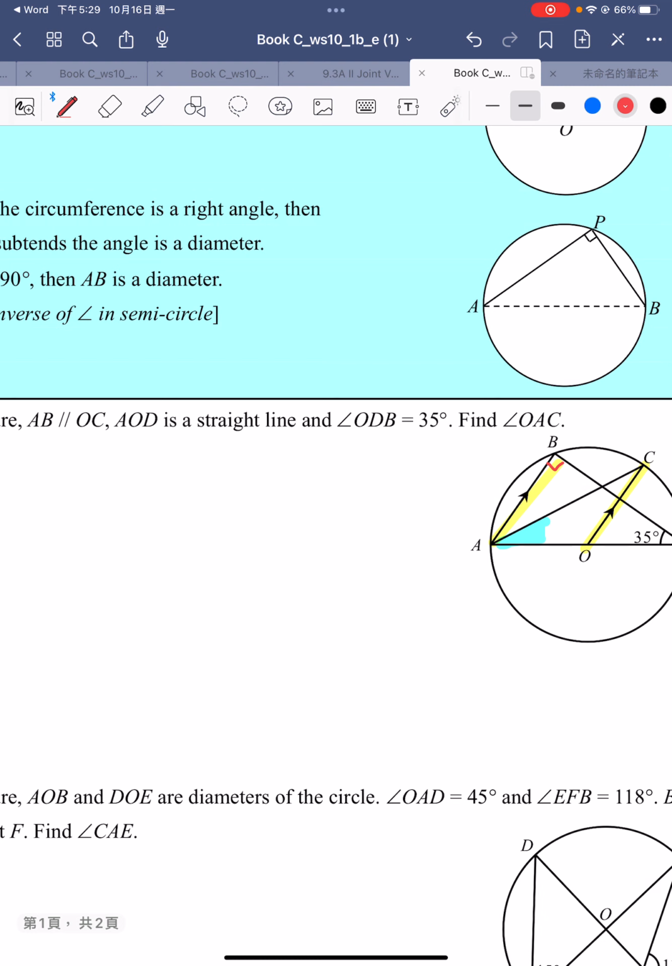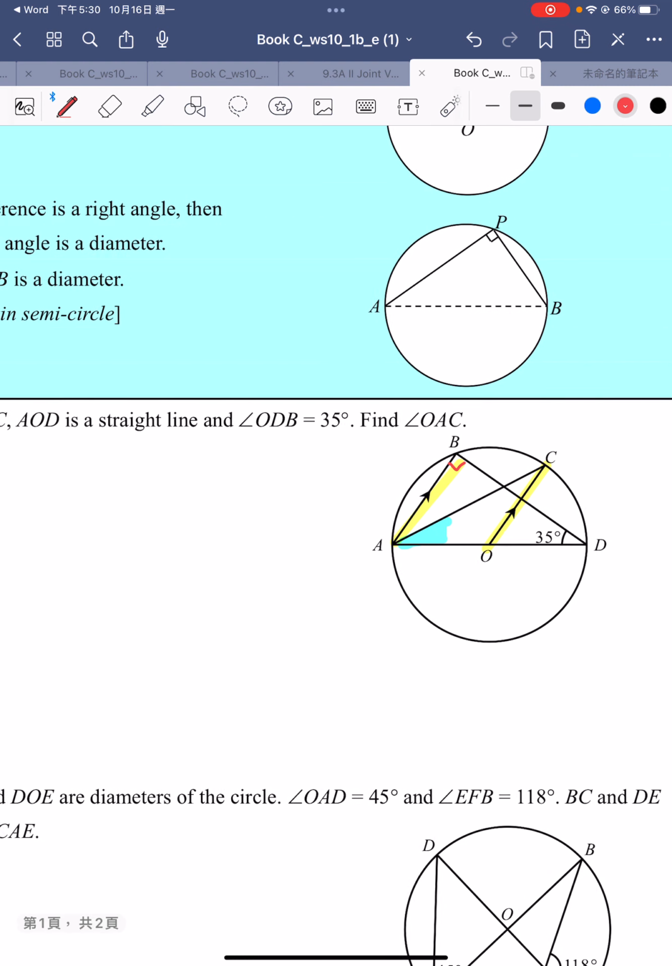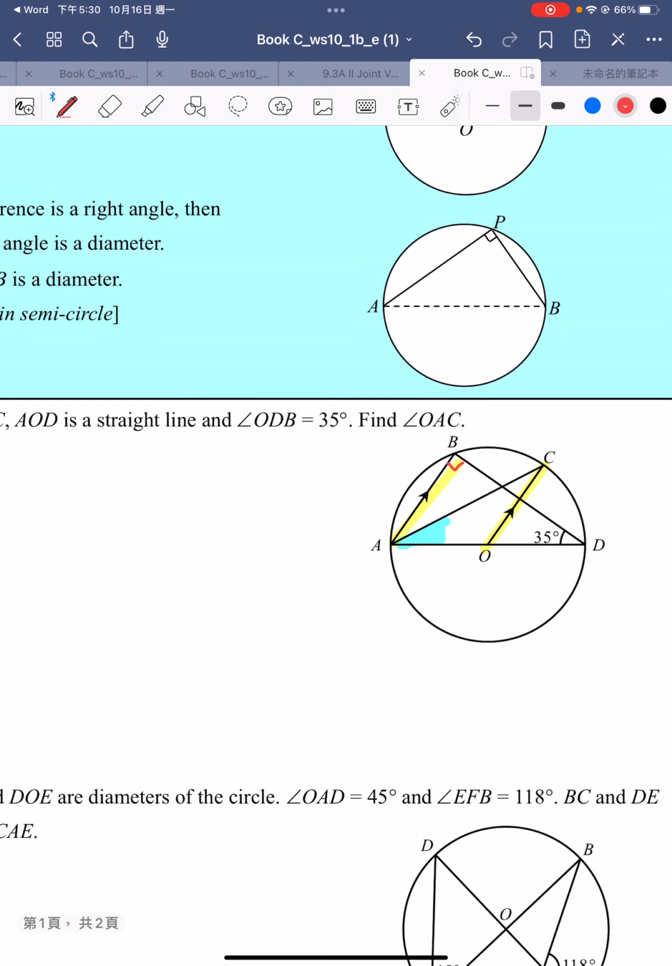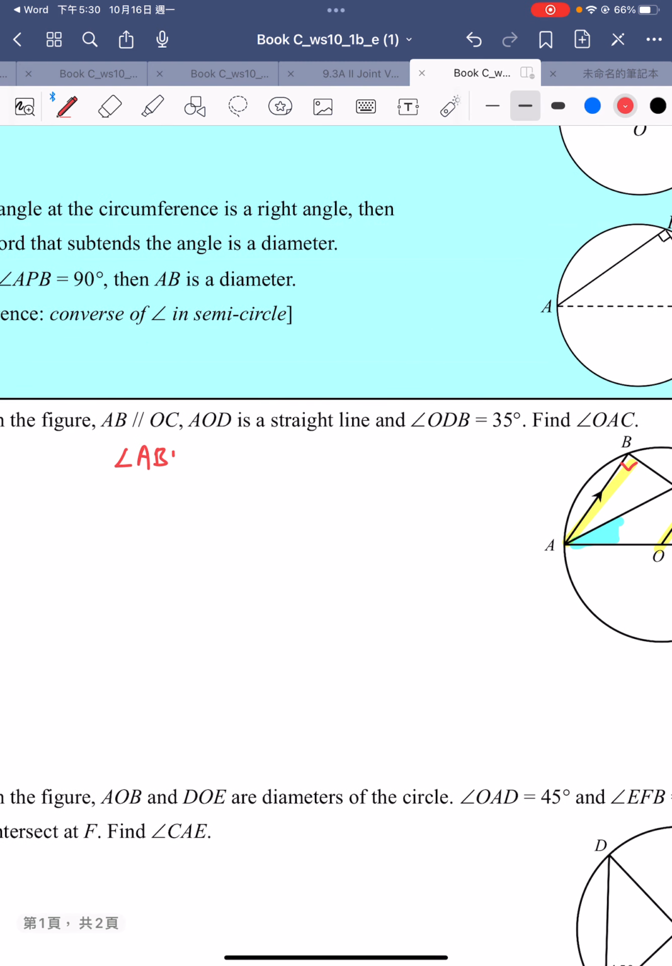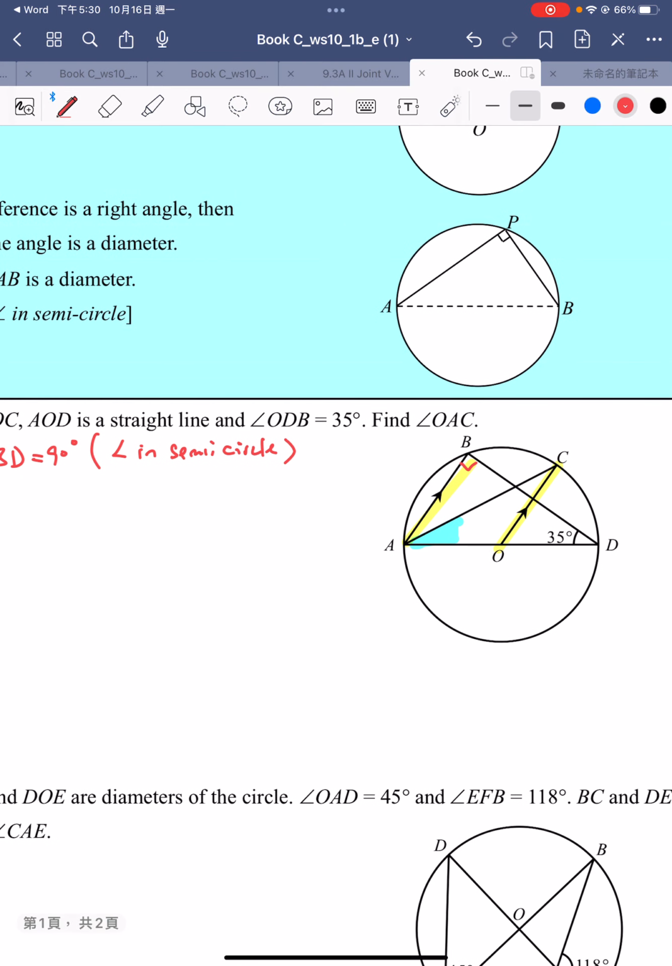So we write it down first. The angle ABD is equal to 90 degrees, and the reason for that is the angle in a semicircle. After we get this 90 degrees, what's the next step we can do?